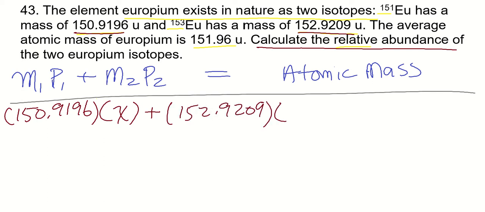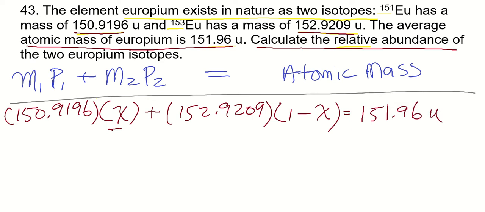152.9209 units times, since there's only two isotopes, we can say if one of them is X, the other one must be 100% minus X. 100% in decimal form is 1, so we'll do 1 minus X. And all of that's going to equal the atomic mass, which is given to us, 151.96.